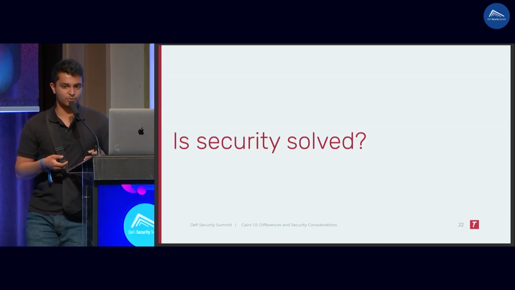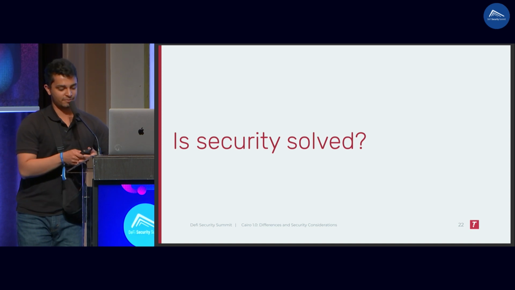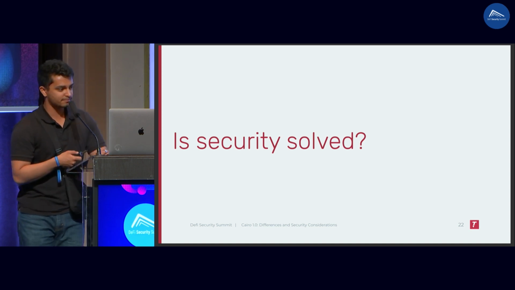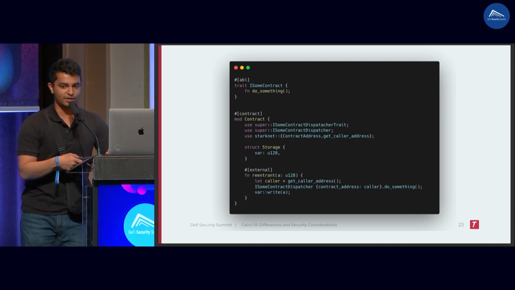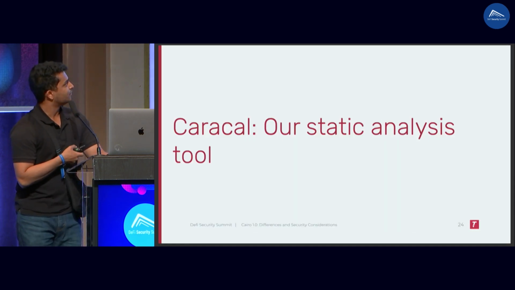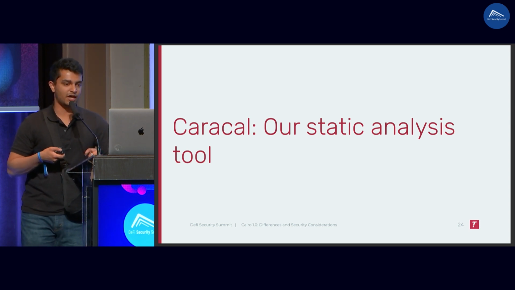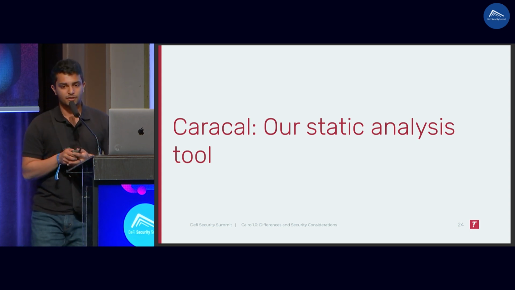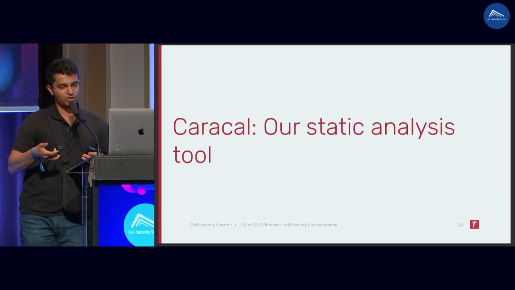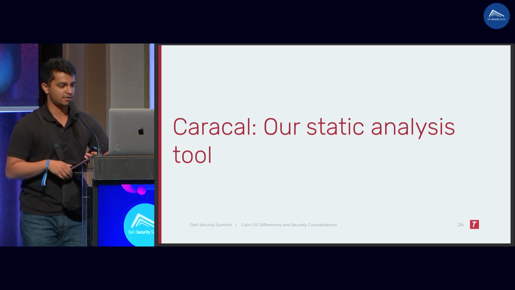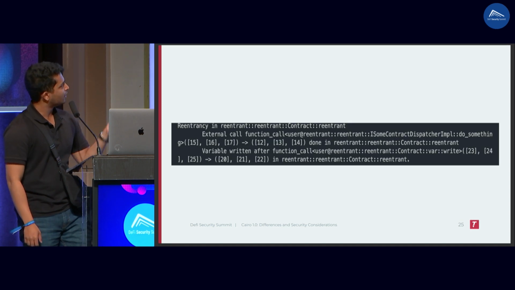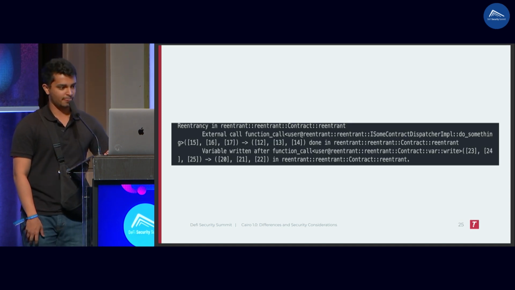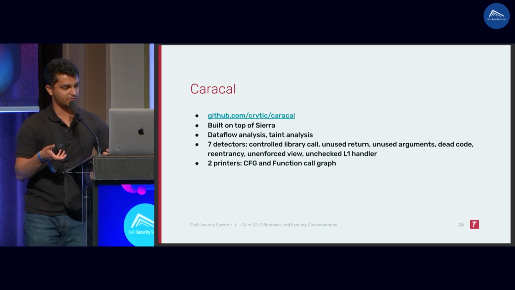So now that we've explored what the IR does, there's a very important question to ask: is security solved? Well, let's look at this particular curious Cairo contract that may or may not have a bug in it. The answer is it does, and even if you have type safety and some memory guarantees, you don't avoid logic errors. To help developers find bugs in their code, we open sourced a tool called Caracal, which is our static analysis tool. If you run Caracal on the previous contract, it'll point out that there's a reentrancy in it.